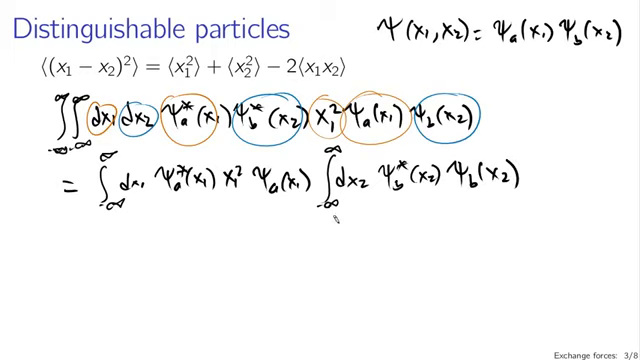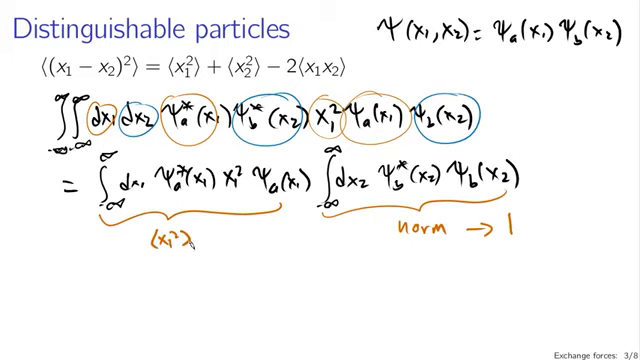Now, you recognize both of these integrals. This integral here, on the right, my integral dx2, this is a normalization integral. So this is just going to go to 1 if psi b is properly normalized. Typically, we're going to assume that wave functions for single particle states are properly normalized, so you don't need to worry about this. This is just going to go to 1. The term here on the left, you should also recognize. This is the expected value of x1 squared in the state psi a.